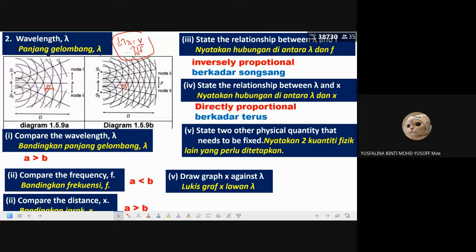Okay, and the next one, two physical quantities. We use lambda equals ax over d. For this one, they find the relationship between lambda and x. How does the wavelength affect the value of x? So here you cannot use lambda and x, you use a and d. So a and d must be the constant variables. And this one, draw graph x against lambda. Remember y against x, so your y-axis should be x, while your x-axis should be lambda, and the graph is directly proportional. So that's how the wavelength affects the interference.